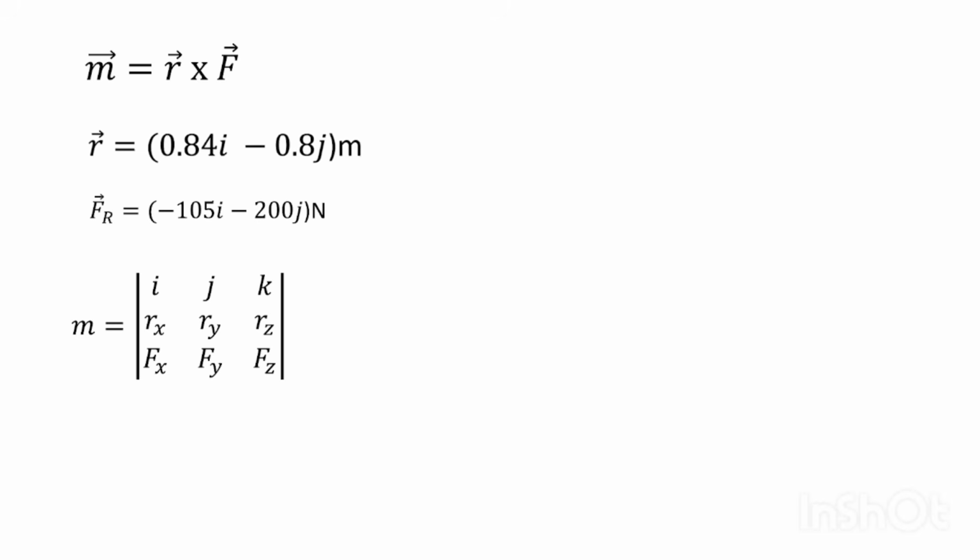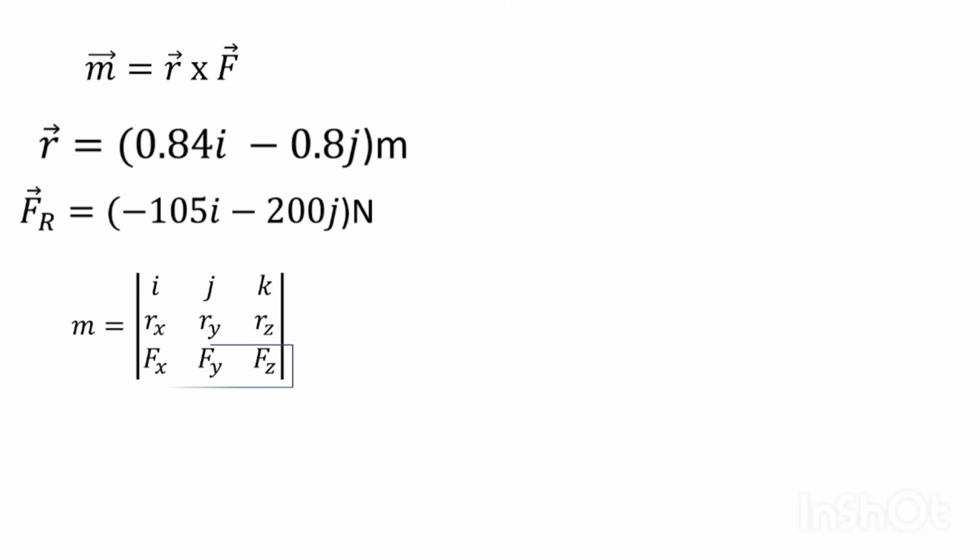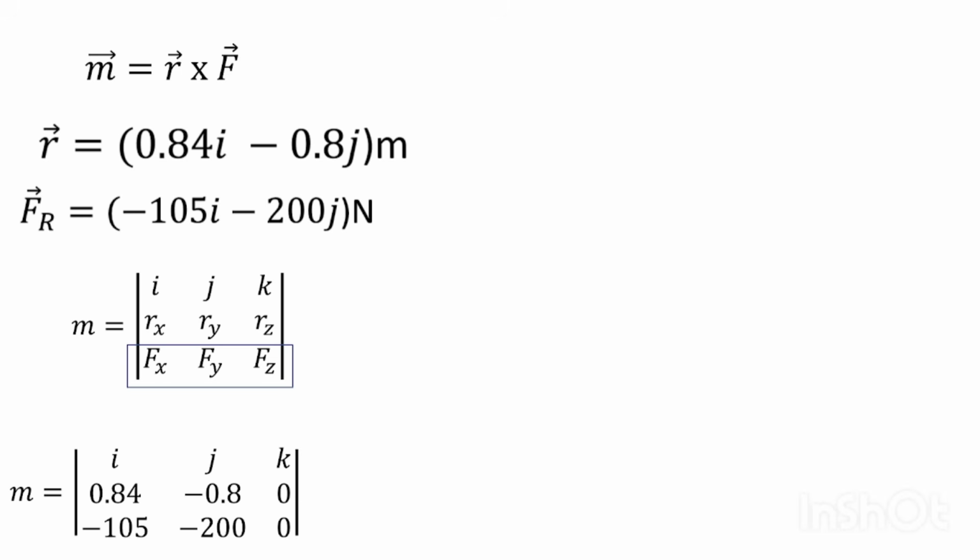To do that, we have to replace all the values of Rx, Ry, and Rz by those we have inside the matrix. Mind you, for this case we have Rz equal to 0 because it's a two-dimensional system. You do the same for the force: you use the x component, the y component, and the z component to replace what you have inside the matrix. Also in this case, because it is a two-dimensional system, our Fz is also 0. And if you do that, we have this matrix.